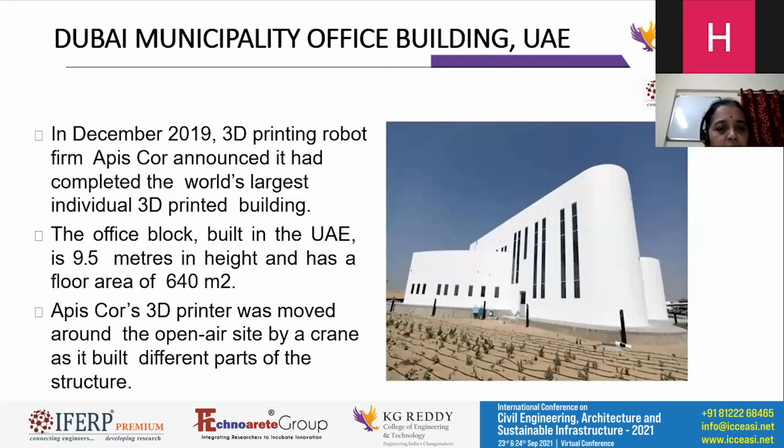In December 2019, 3D printing robot firm Apis Cor announced it had completed the world's largest individual 3D printed building. So this is the office building. The office block built in the UAE is 9.5 meters in height and the floor area is 640 square meters.